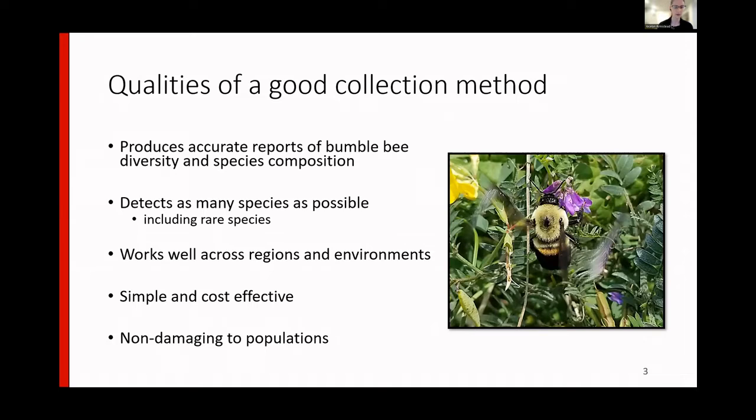The qualities of a good collection method are that it should produce accurate reports of bumblebee diversity and species composition, detect as many species as possible, including rare ones, work well across regions and environments, be simple and cost-effective, and non-damaging to populations.